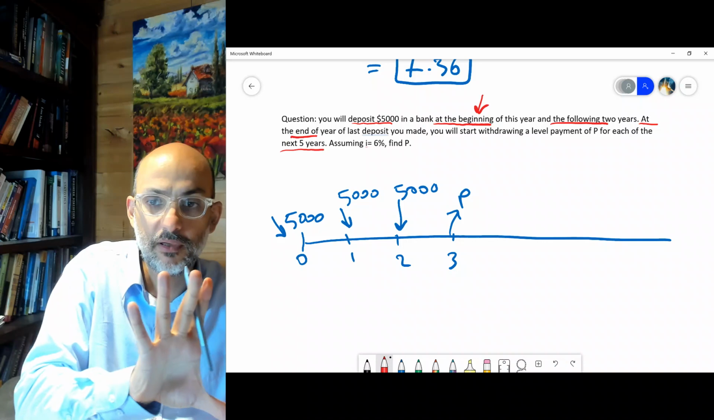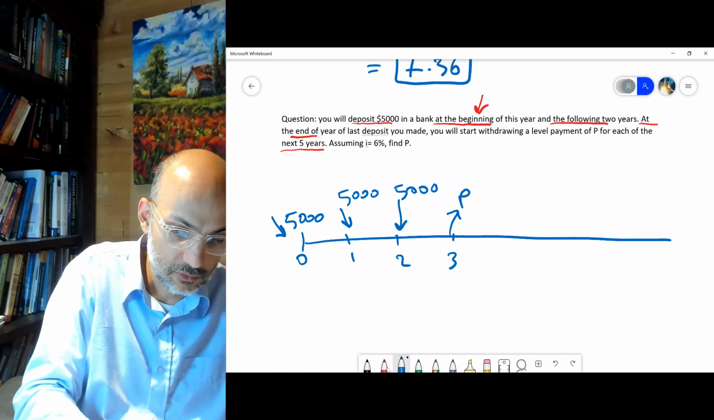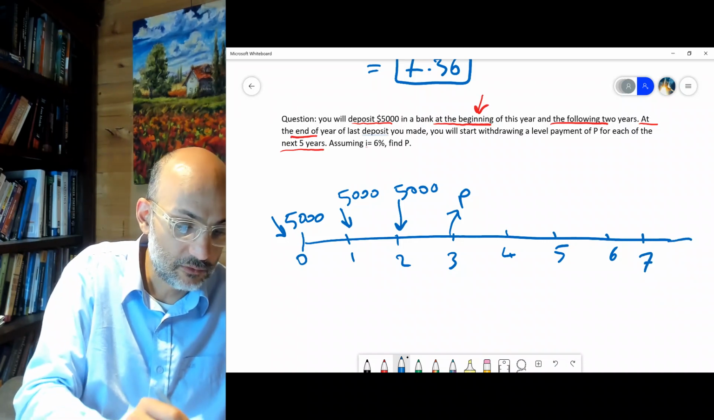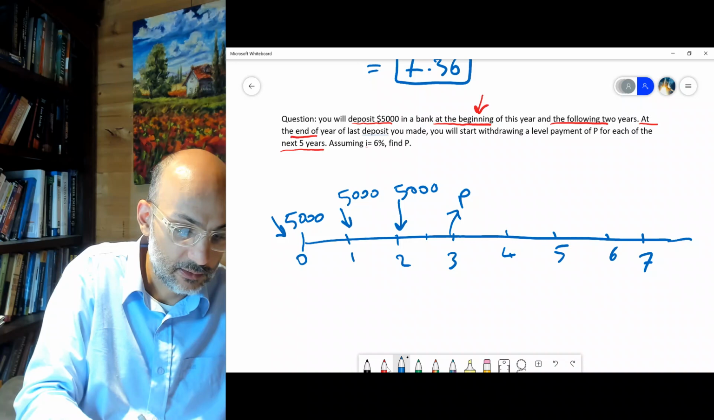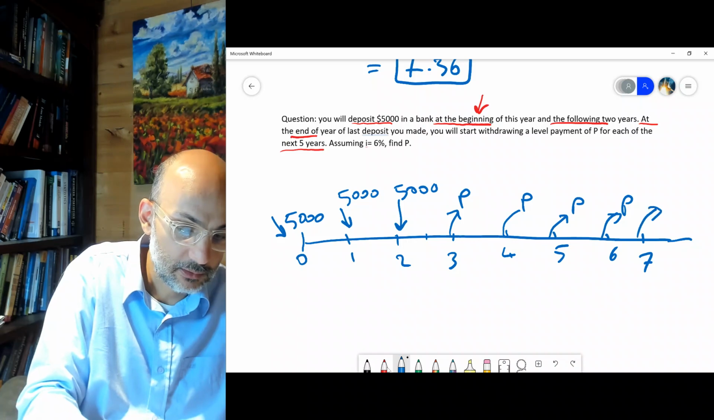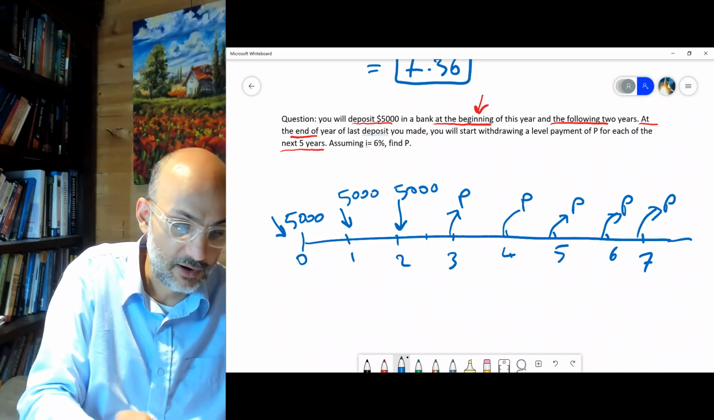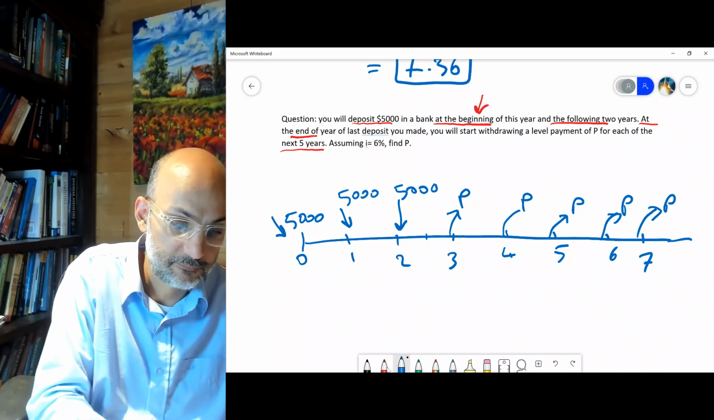So we have 5 payments in total, right? So if you do 4, 5, 6, 7, at the end of the first, this is the first one. Second one, we take another P at the end of each year, P, another P. Count them 1, 2, 3, 4, 5, right? Because for the next 5 years.